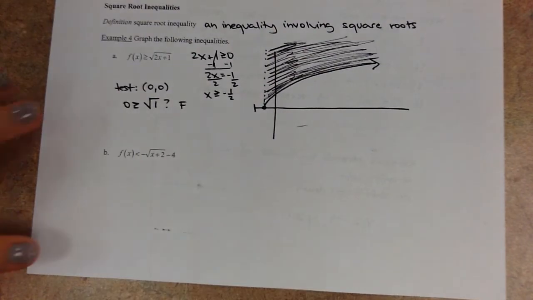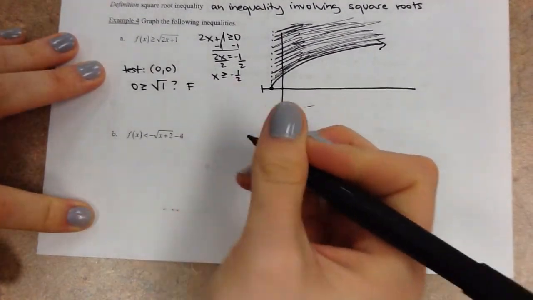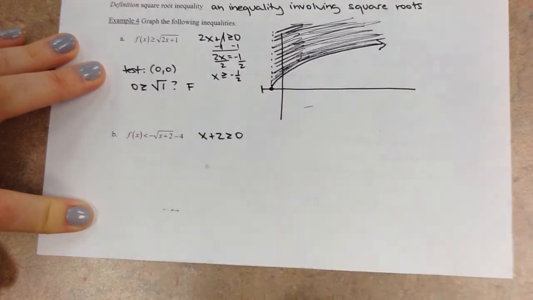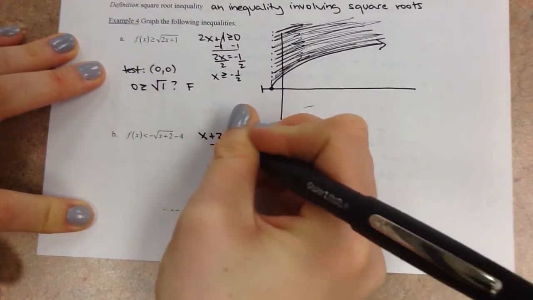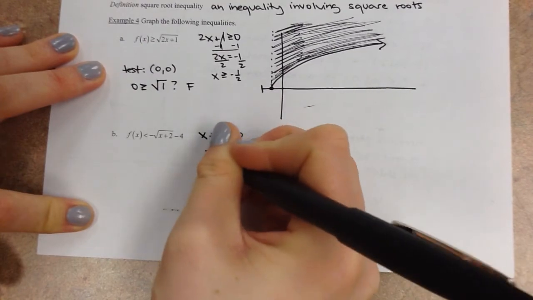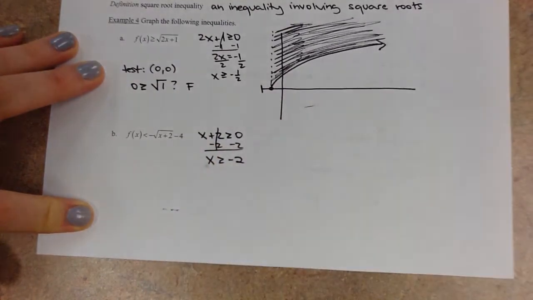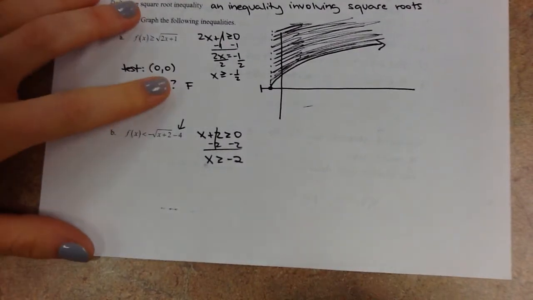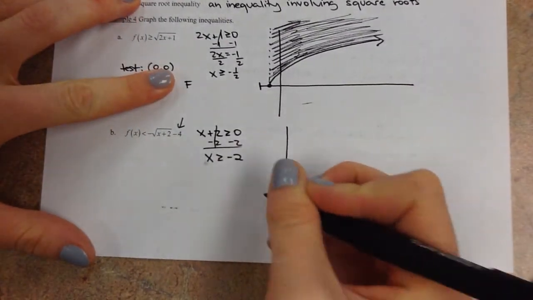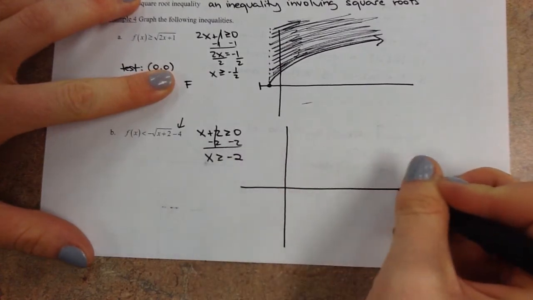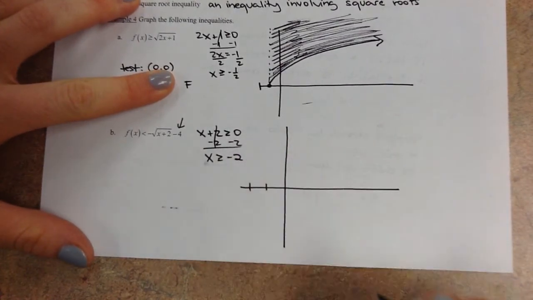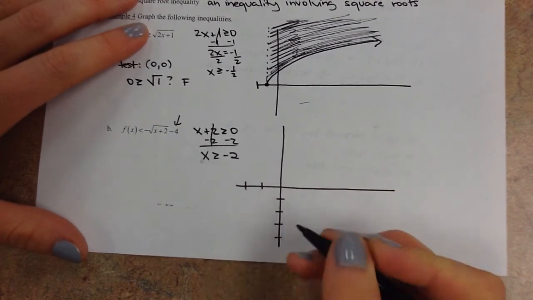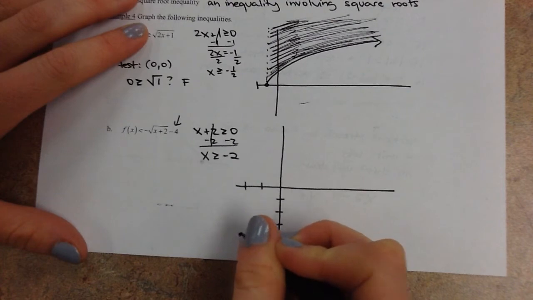Okay, next one, last one. We want to know what would make x plus 2 greater than or equal to 0, so we can get our domain. Subtract 2 from both sides, so x has to be greater than or equal to negative 2, and then this minus 4 on the outside means I'm moving down 4 units. So let's set up what we've got so far, at least our starting point. 1, 2, start at negative 2, and then it moves down 4 units. 2, 3, 4. So this is my starting point right here.